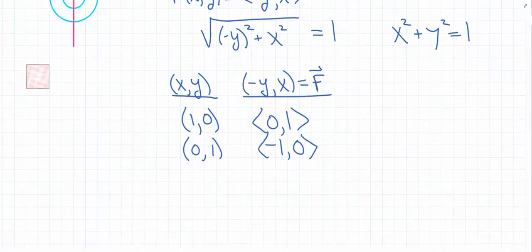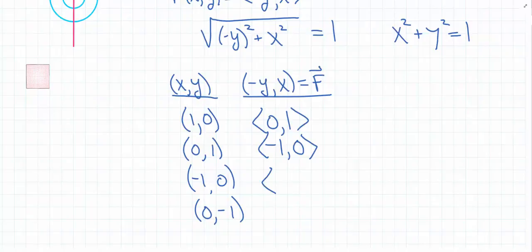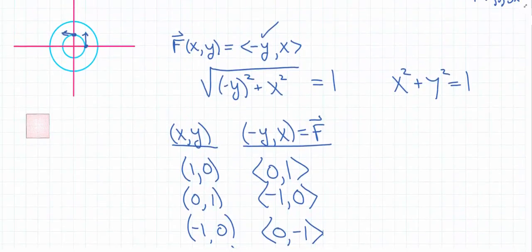Let's plot some other points. Maybe I'll do negative 1, 0, and maybe 0, negative 1. So negative 1, 0, what would that be? So I have a 0 and negative 1 right there. And I could go ahead and plot that one. So negative 1, 0, that's right there. And then it says go down 1. Does everybody see that?